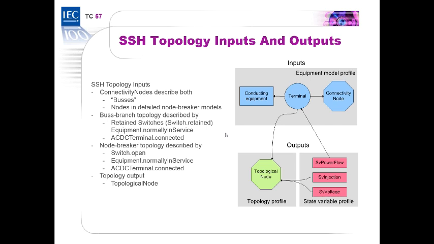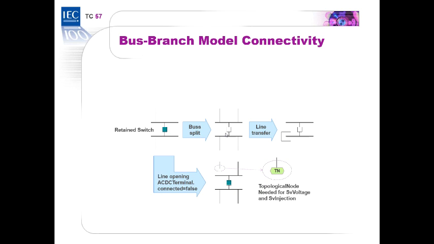And the result of all this processing will then produce the topological nodes. And at the topological nodes you will have the injections and the voltages, and the power flows will be at the terminals, as indicated in this diagram here. So we have some interesting use cases with the retained switch that is kept in the model.